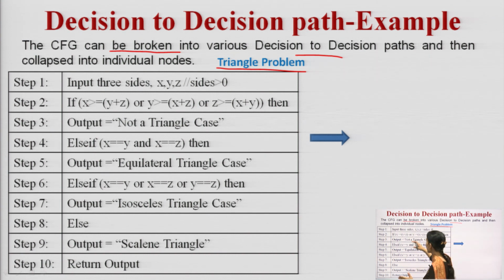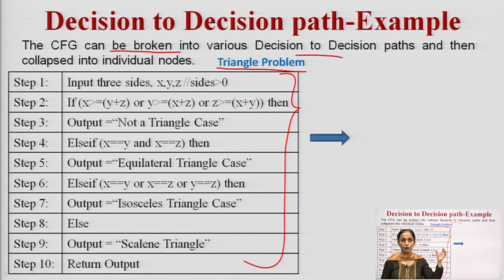So, I have written the algorithm that comprises 10 steps. First step, input the 3 sides x, y, z, which should all be greater than 0. Then I check if x is greater than or equal to y plus z, or y is greater than or equal to x plus z, or z is greater than or equal to x plus y, then I will give the output: not a triangle, it cannot be a triangle.